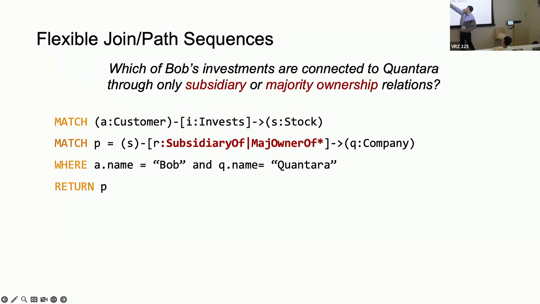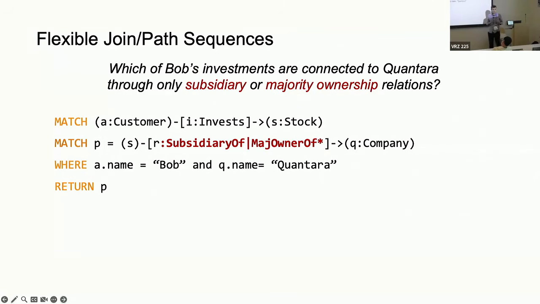Again, you're interested in Bob's investments in a stock S, where S is reached through a sequence of just subsidiary of and majority owner of relationships, but it could be any sequence of them, right? You could write these types of queries where you're really doing label string matching on the possible labeled join sequences. You could again get these nice, elegant features.